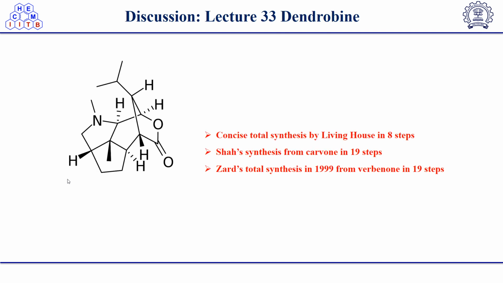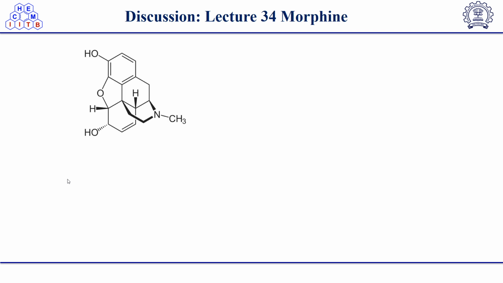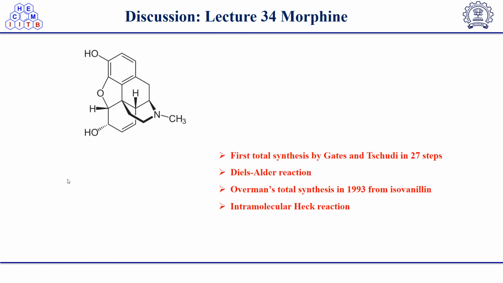Then for dendrobine, we have seen the application of silver ion mediated cyclocondensation in the total synthesis of dendrobine by Lehnhouse, radical cyclization in the total synthesis by Shah, and the Pauson-Khand reaction in the total synthesis by Zard. Then for morphine, we have seen the application of Diels-Alder reaction, Michael addition, and Oppenauer oxidation in the first total synthesis of morphine by Gates, and we have also seen Overman's total synthesis of morphine, where the key reactions are intramolecular Heck reaction and sequential iminium ion allylsilane cyclization.